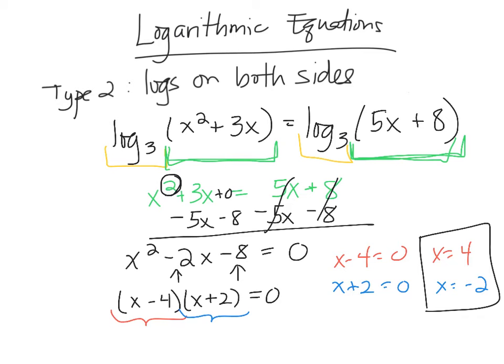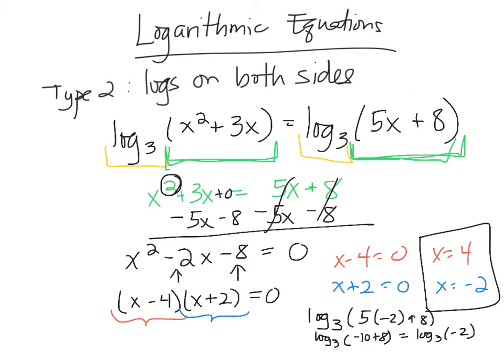So these would be our solutions. And you can plug them back in and check them because sometimes they may not work. For example, if we plug in negative 2, we go to the right side of this equation, so we'll get log base 3 of 5 times negative 2 plus 8. This becomes log base 3 of negative 10 plus 8, or log base 3 of negative 2.